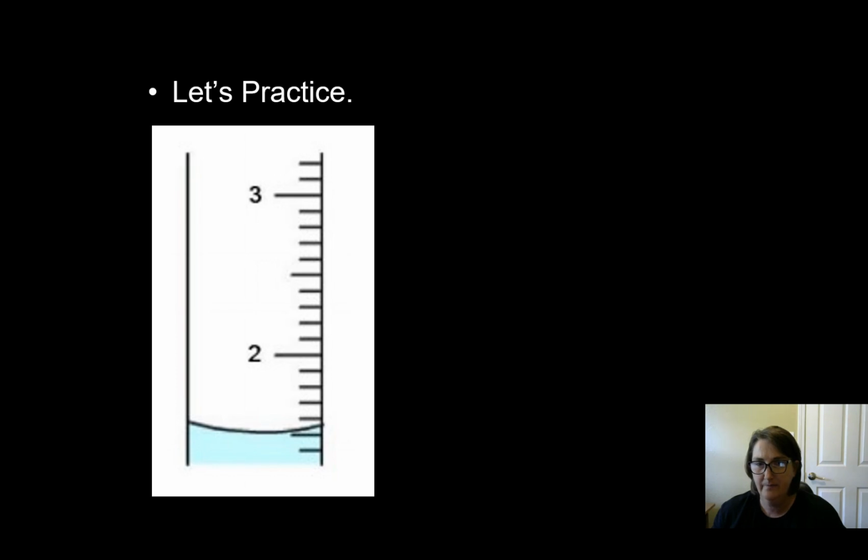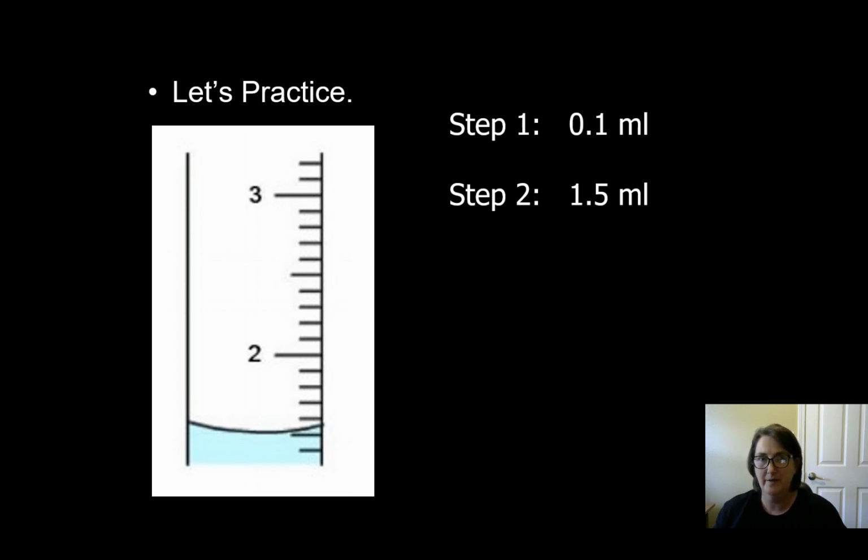Okay, try this one. 3 minus 2 is 1 divided by 10. My lines represent 0.1 milliliters. Now I'm going to find my fluid. I don't have a 1 down here, so I can't count up, but I can easily count down. So this is 2.0, 1.9, 1.8, 1.7, 1.6, 1.5. So my fluid for this graduated cylinder is 1.5 milliliters.